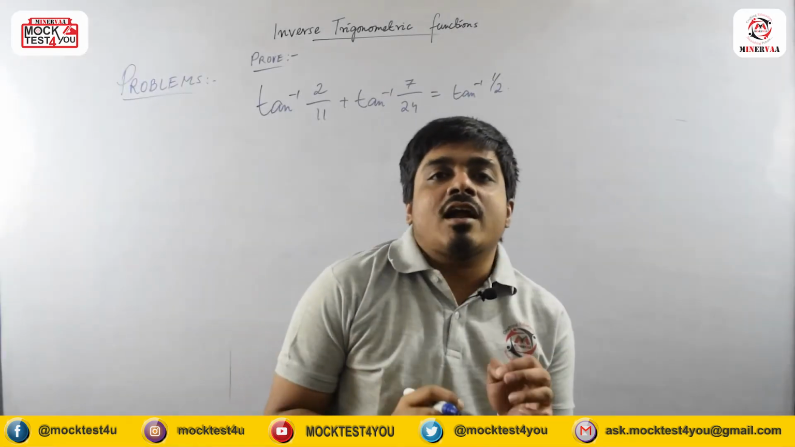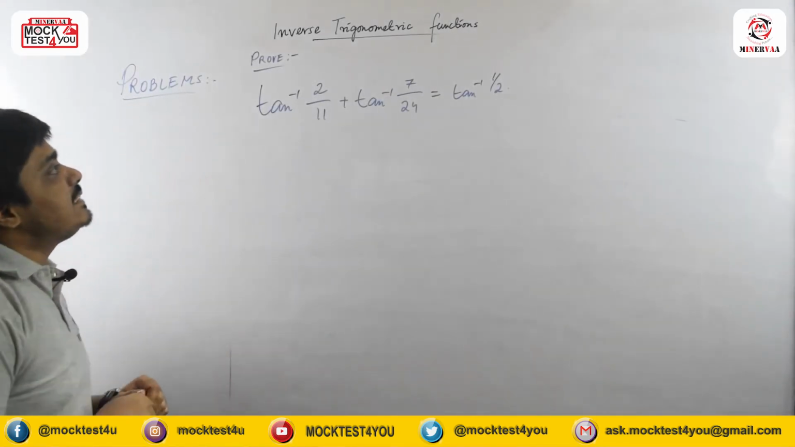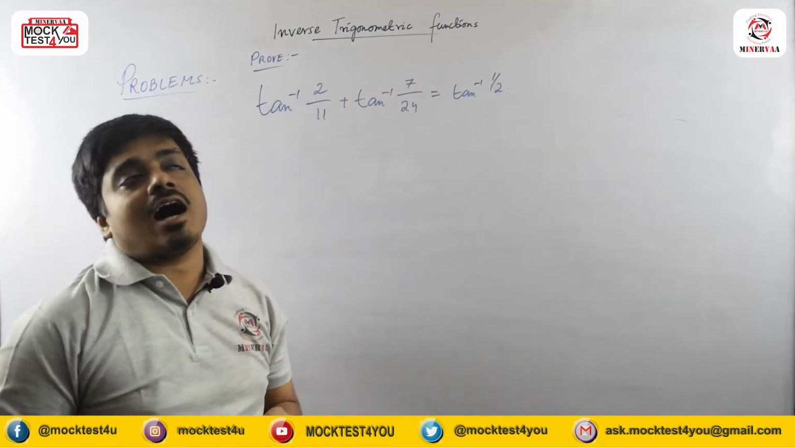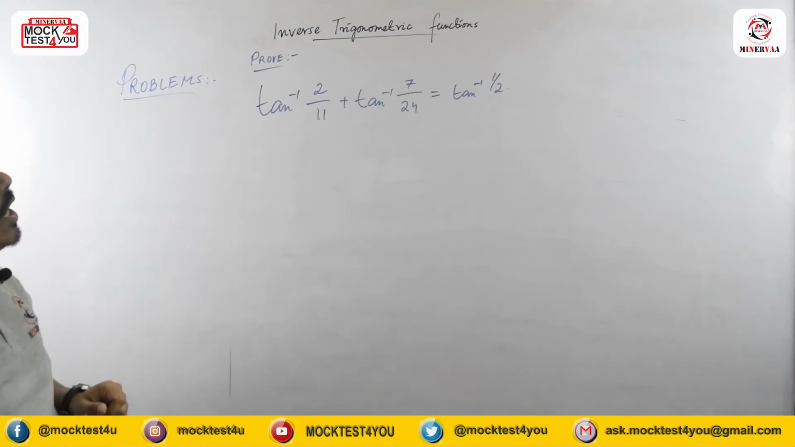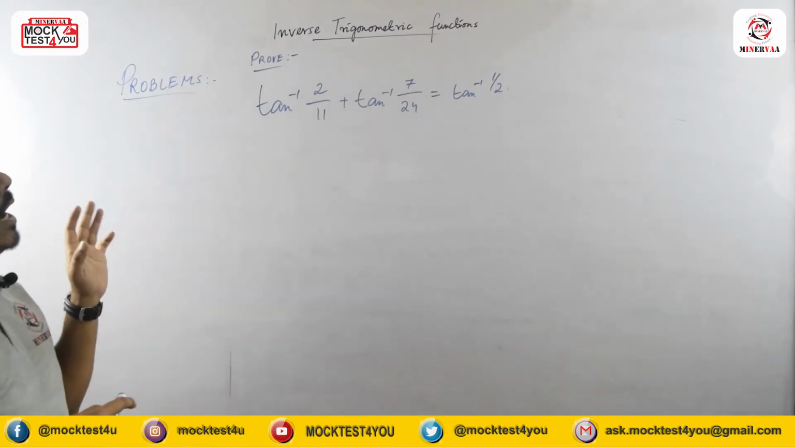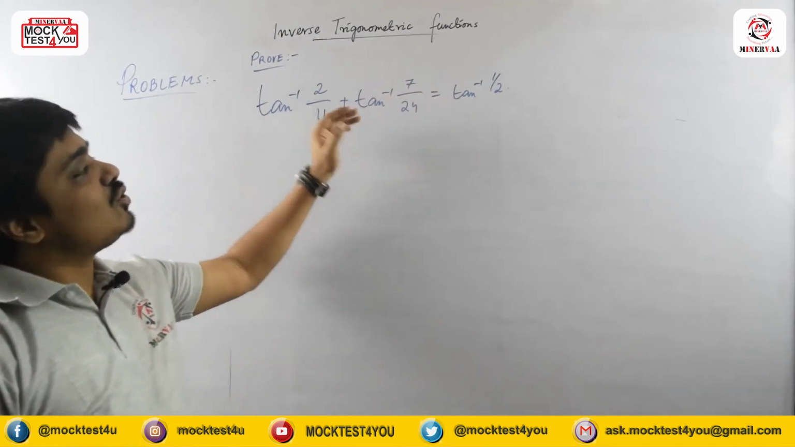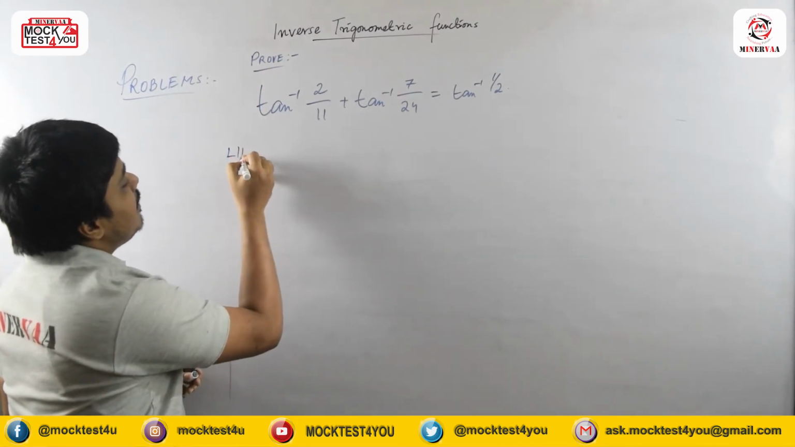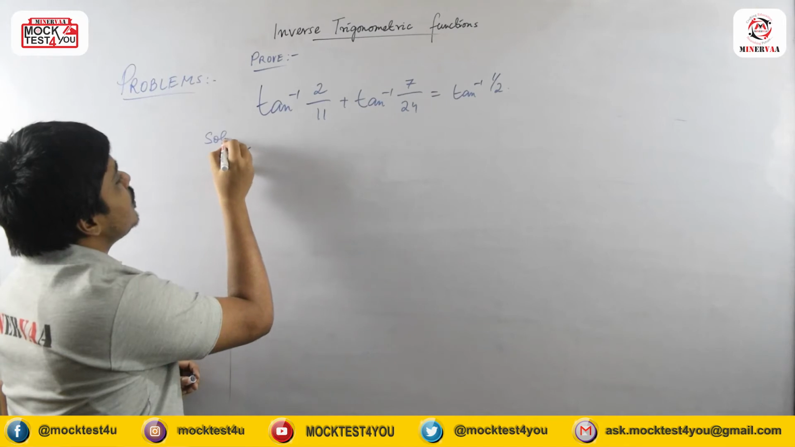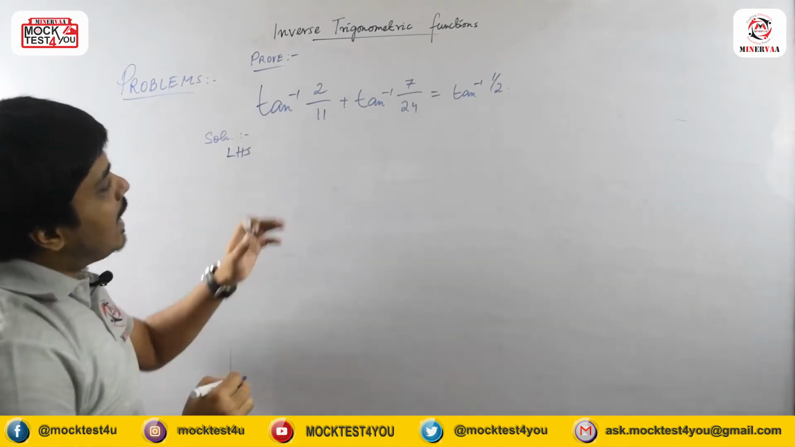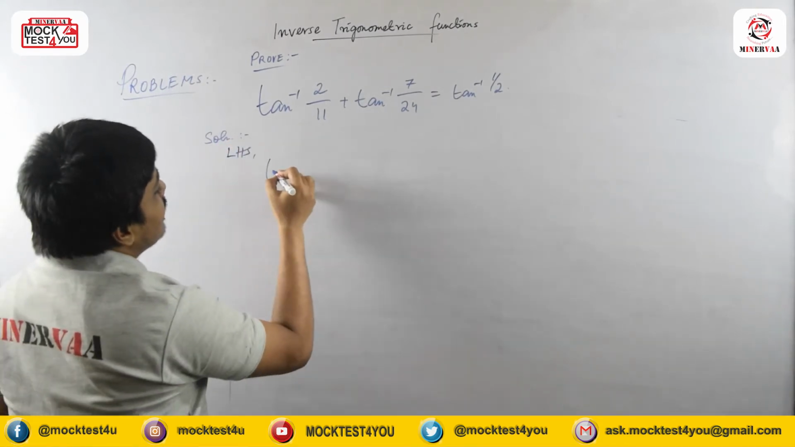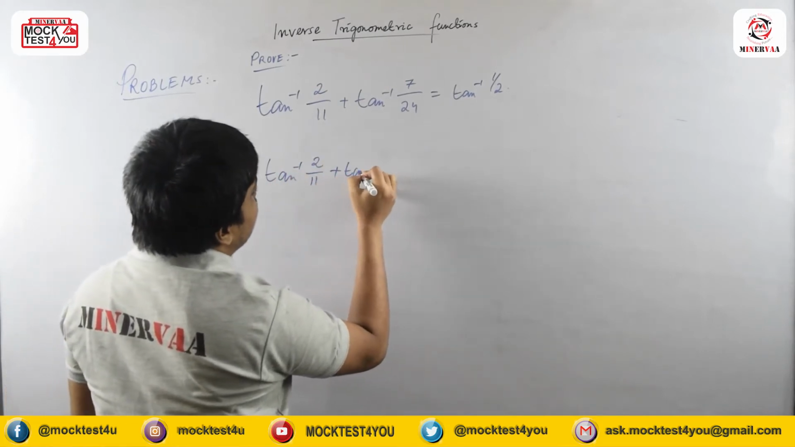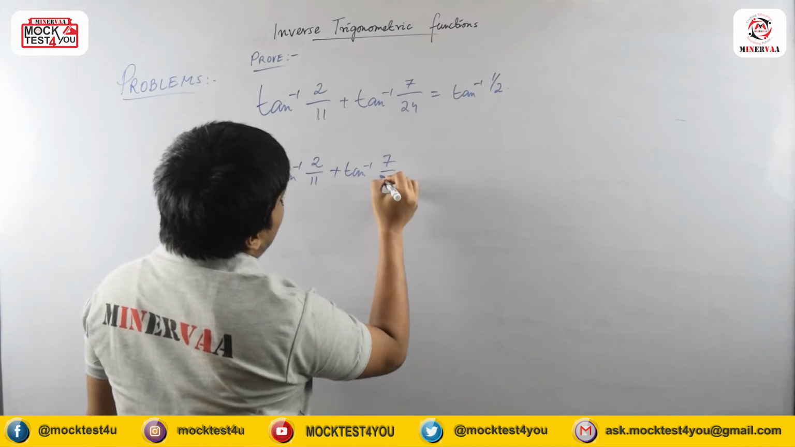So now we have another proof in our hand, that is tan inverse 2 by 11 plus tan inverse 7 by 24 is equal to tan inverse half. So let us prove this one. Again you see, obviously this one is the bigger side. So let us pick this one and start with the left hand side. If I write the solution, left hand side, I write that one as tan inverse 2 by 11 plus tan inverse 7 by 24.